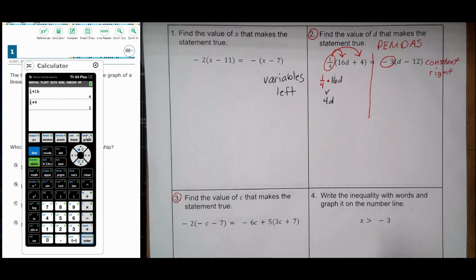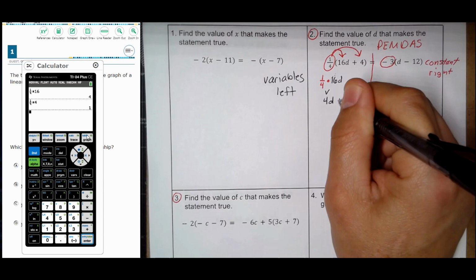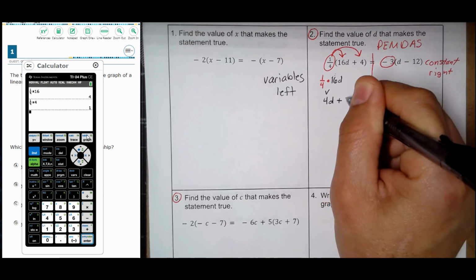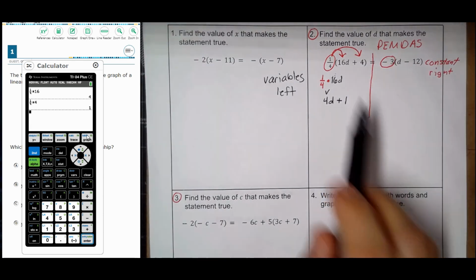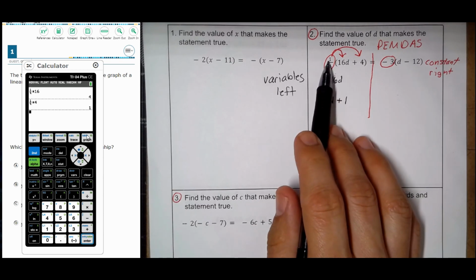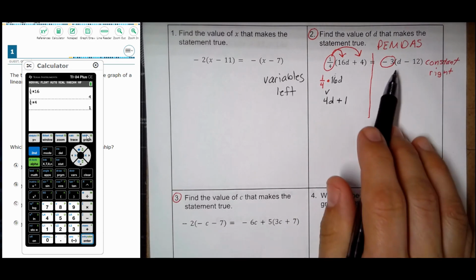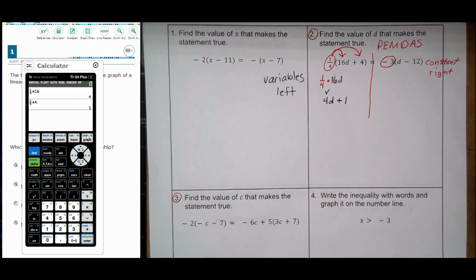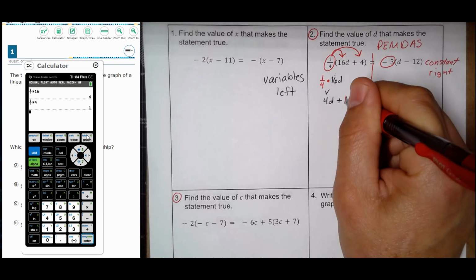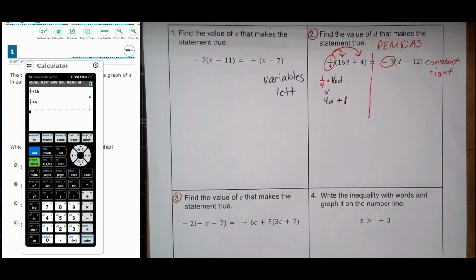So I'm going to go ahead and put on there it's a positive 1. So I'm done. I have distributed my 1/4 to the 16 and got 4. Distributed my 1/4 to the positive 4 and I got 1. And now I need to do the same thing to the right side. Now the only thing is I should have put this 1 in red. So I'm gonna redo that 1 in red. So my constants are red and my variables are black.